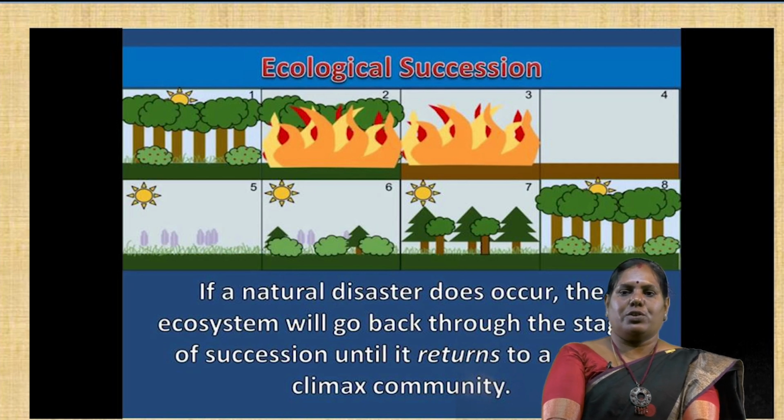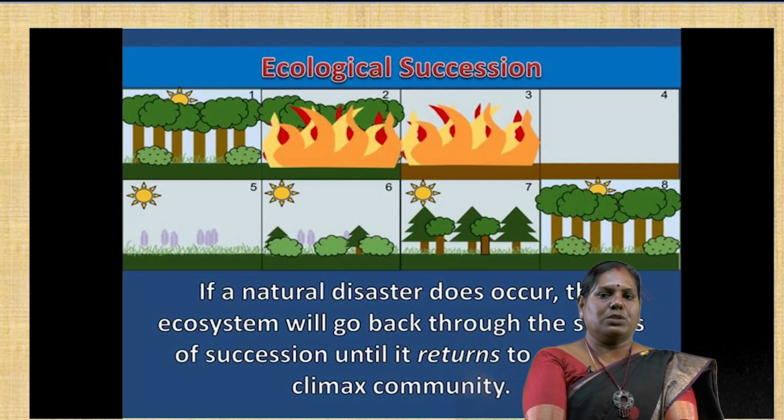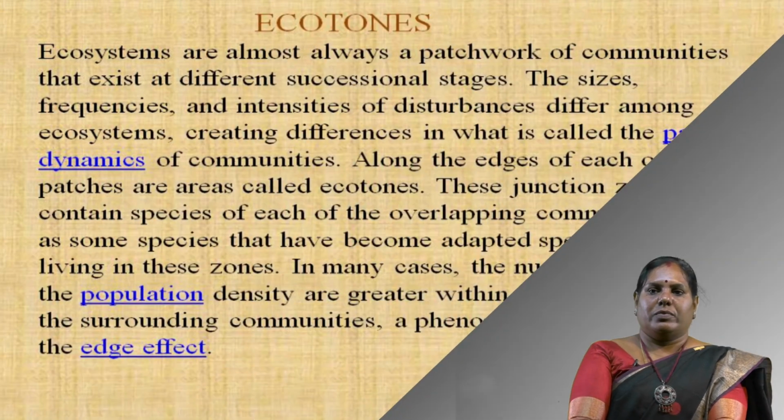Ecological succession. If a natural disaster occurs, the ecosystem will go back through the stages of succession until it returns to a stable climax community.